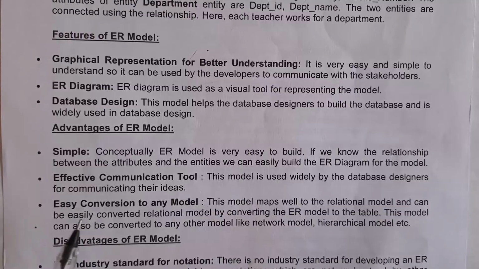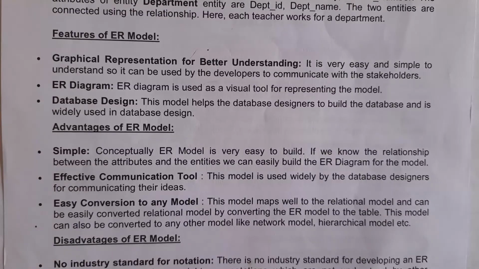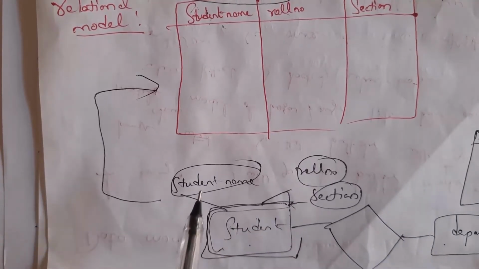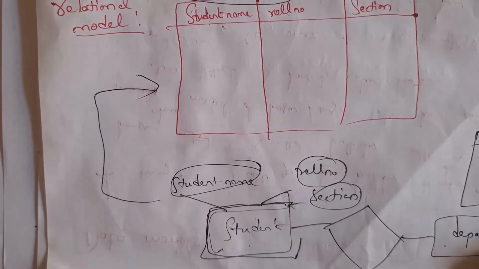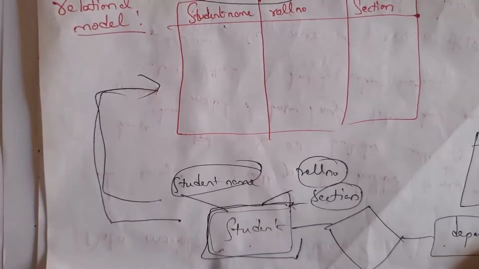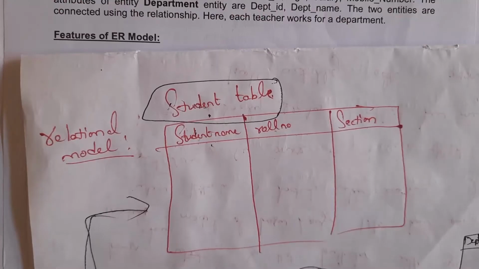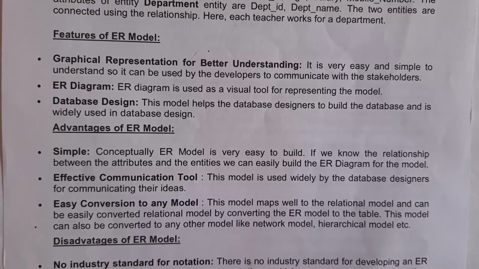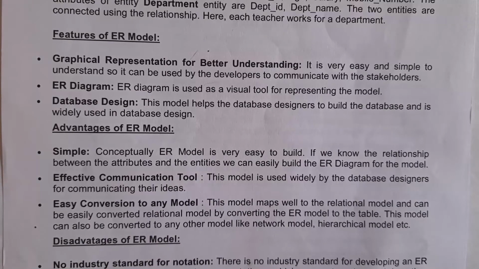And the next advantage is easy conversion to any model. For example, this is a student ER model, where student is the entity and student name, roll number and section are attributes. Now we can easily convert this ER model into a relational model. So we can easily convert an ER model to any other model. This model maps well to the relational model and can be easily converted to it. I already said before, it is very easy to convert an ER model to a relational model by converting it to tables. And not only the relational model, we can also convert an ER model to other models like the network model, the hierarchical model and so on. Next I will explain the disadvantages of the ER model.